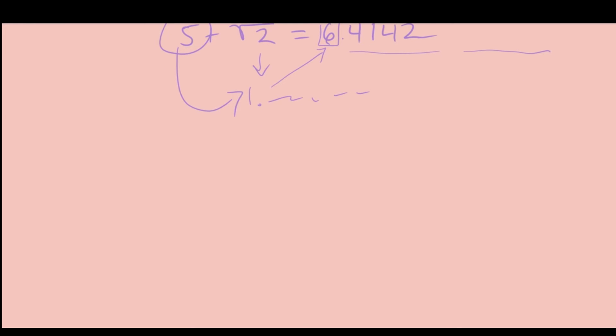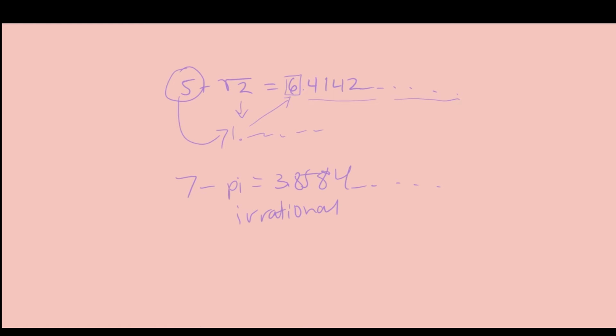Now, let's say you had something like 7 minus pi. Well, in this case, you would have 3.8584, and this would continue going on. And so it does not repeat or terminate, which means this is irrational. So in both of these examples, the values are going to be irrational. So whenever you have an irrational and rational number, when you do addition and subtraction, it's going to give you an irrational value.